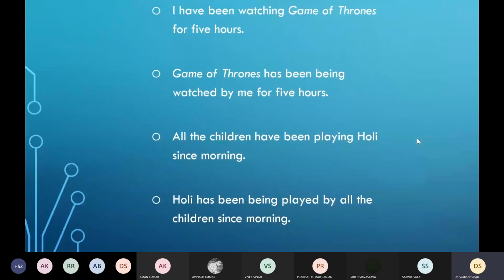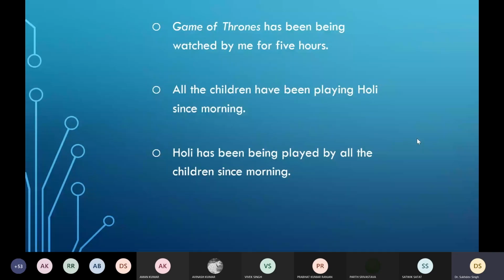Let's move to the next sentence. All the children have been playing Holi since morning. We lift Holi from here and make it a subject. Because Holi is singular, that's why has. Over here, children is plural, that's why have. But here, Holi is singular, that's why has. And been was here, we will use the been and add being, which shows the continuity. And the ing form will be converted into the third form. Add by, and after that, all the children, and then since morning. Holi has been being played by all the children since morning.